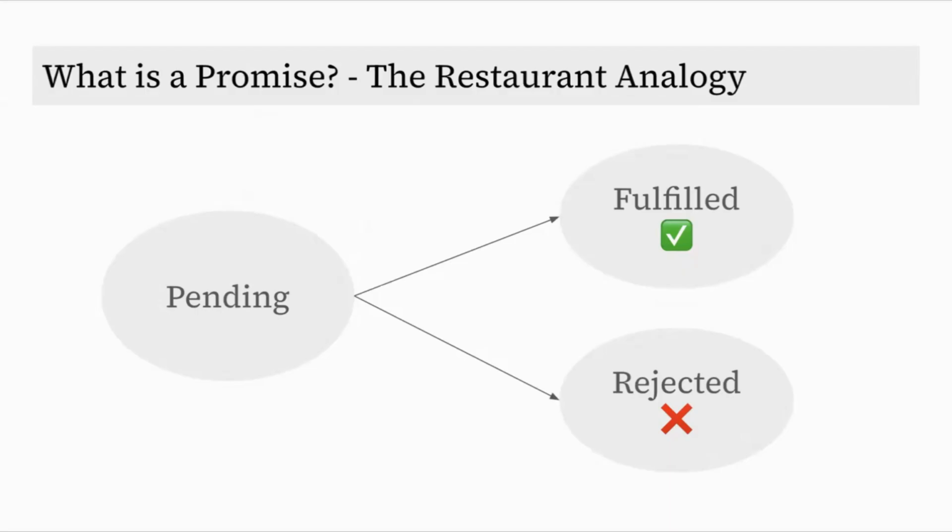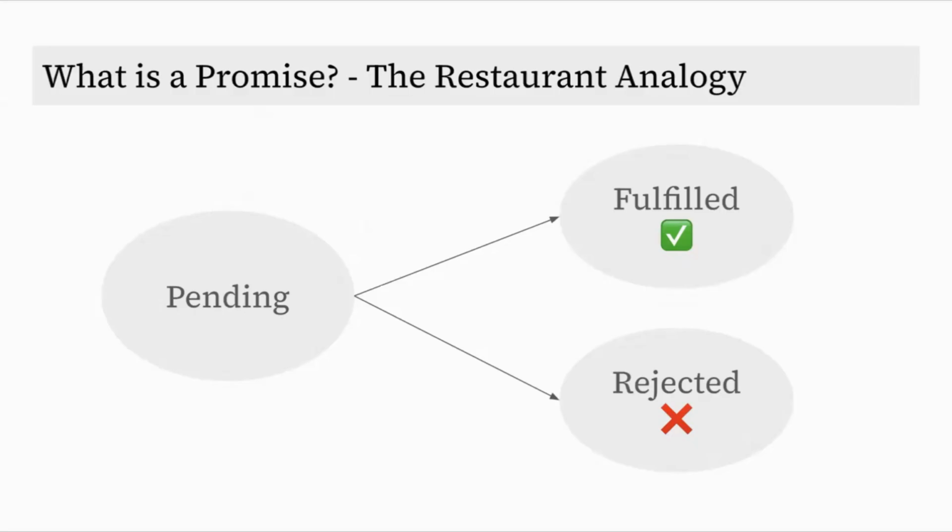The first one is fulfilled, which means success. We got the data, which is like the perfect scenario. But the other one will be rejected, which means a failure. Something went wrong, like a loss of internet connection or something else. As developers, our job is to write code that is ready for both of these outcomes.